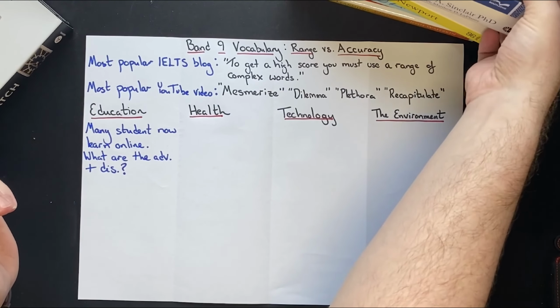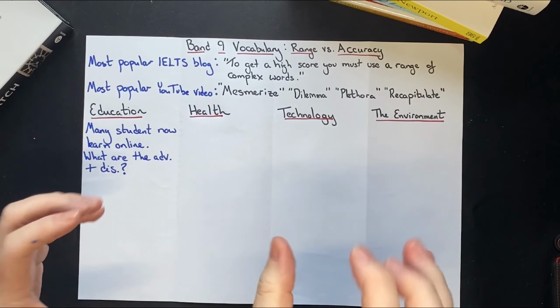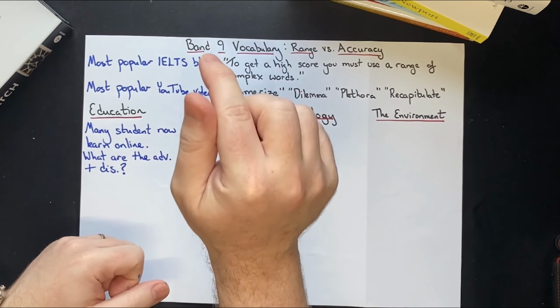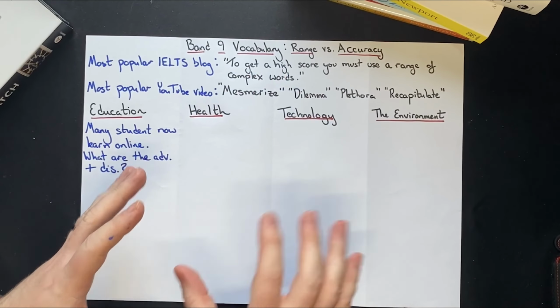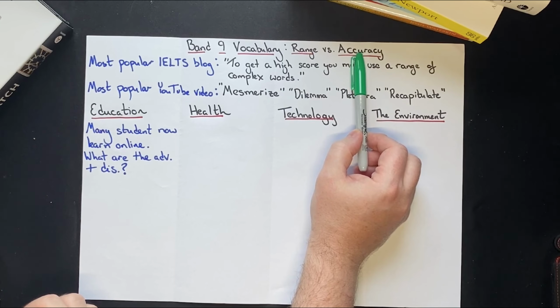We're also going to look at some of these books to help us, and I'm going to show you how you can use books like these and free resources online to improve your vocabulary effectively. So let's start off with the difference between range and accuracy.